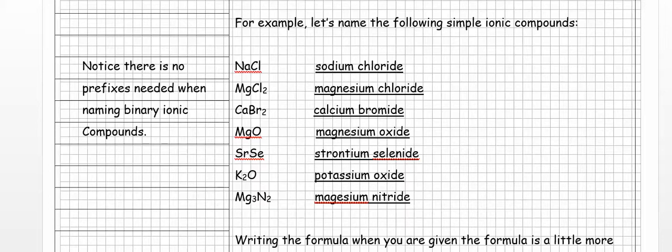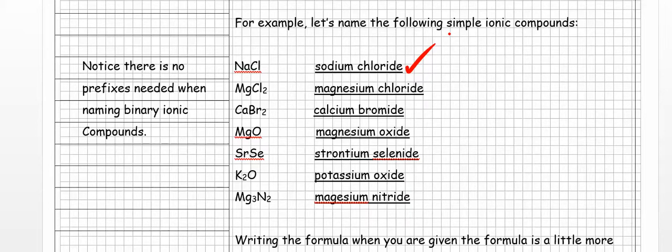So, NaCl. See how Na is on the left, right? It's one of the alkali metals. Chlorine is on the right. It's a halogen. So that would be sodium chloride, right? No prefix is necessary. The cation, then the anion, IDE, and you are done, right? It's just that easy. MgCl2, we've got magnesium and then chlorine.